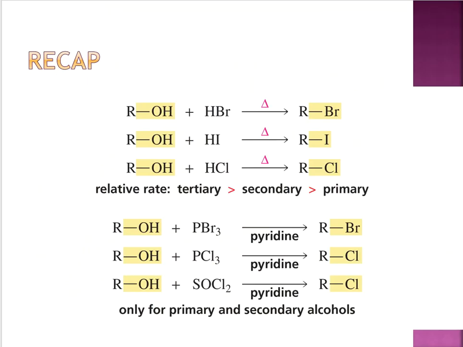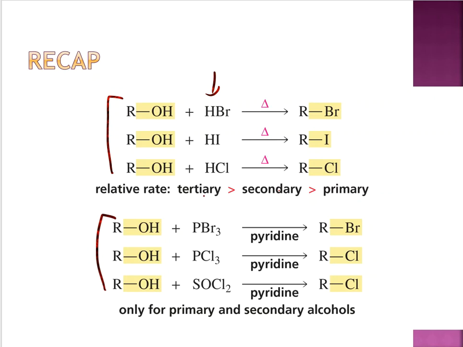Another type of recap that I would like to go over is just a summary of all of these reactions. So here up at the top, we see alcohols that are reacting with acids. And here is the ranking of how fast those will go forward. Tertiaries are better than secondaries, which are better than primaries.